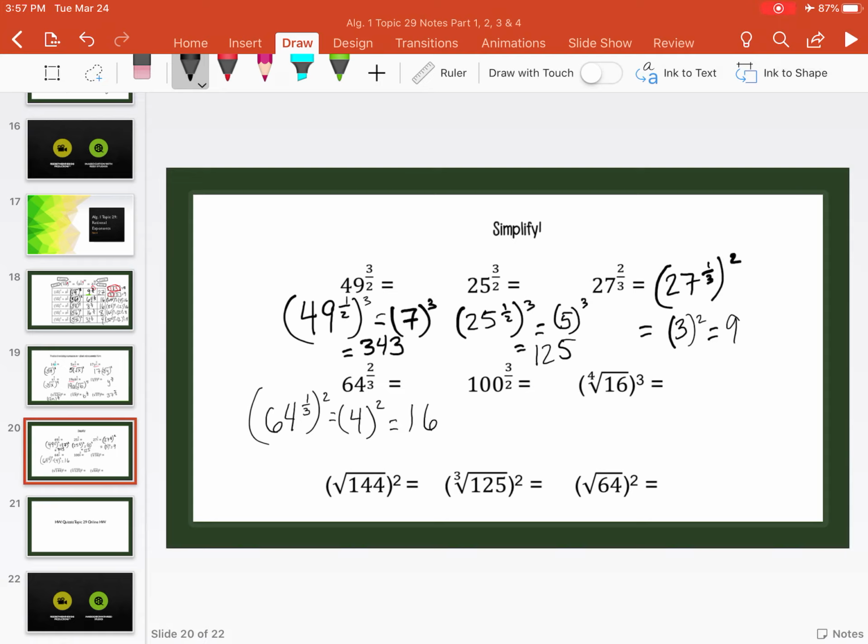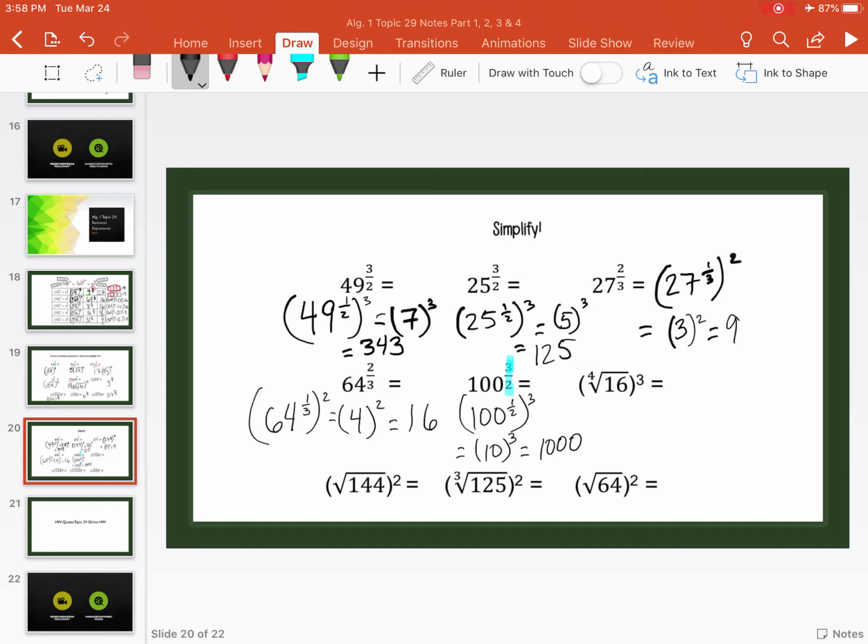100 to the 3 halves. Now we know by this exponent here, our answer will be bigger than 100. So this is the same thing as 100 to the 1/2 cubed. 100 to the 1/2 is the same thing as the square root of 100, which is 10. 10 cubed is 10 times 10 times 10, which is 1,000.